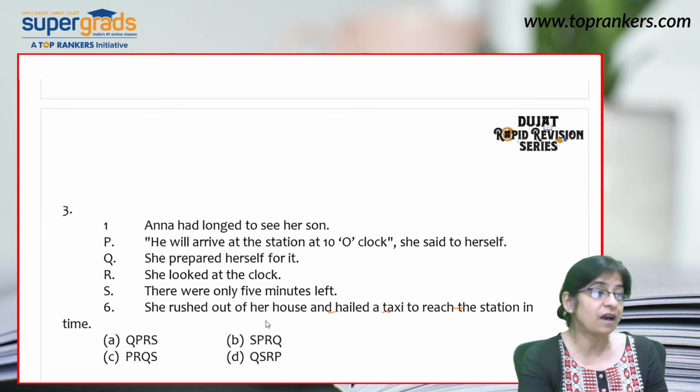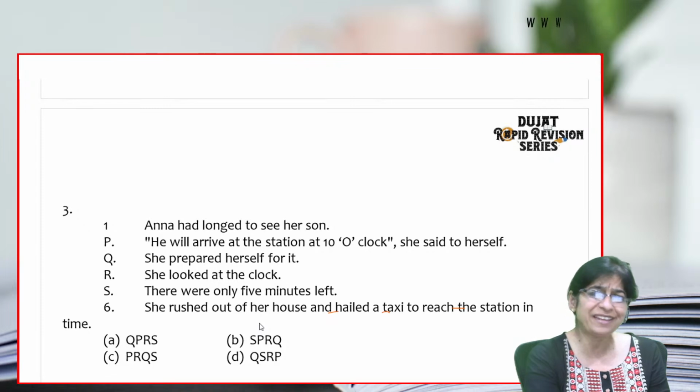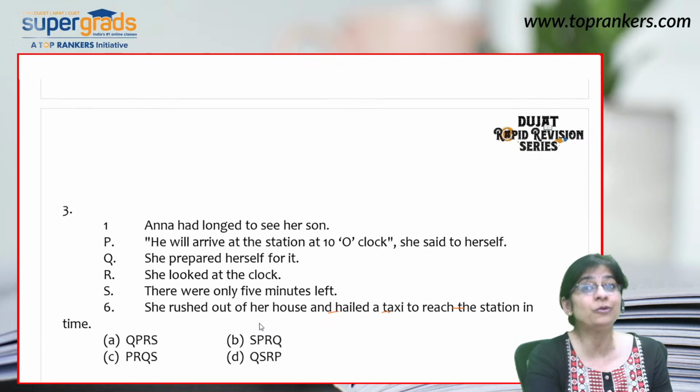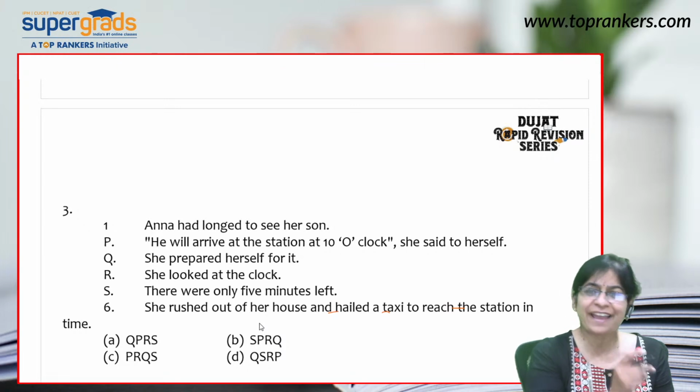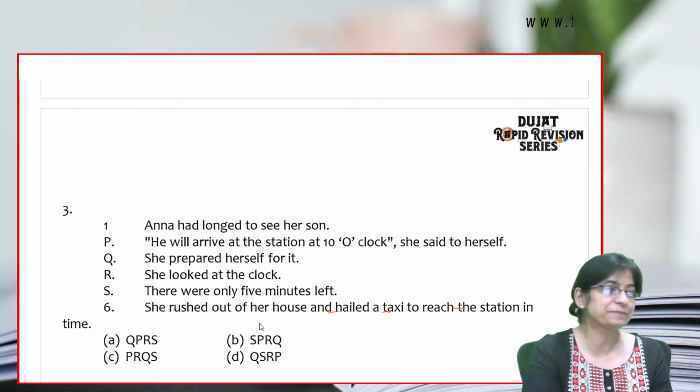And the middle ones are: he will arrive at the station at 10 o'clock, she said to herself. She prepared herself for it. She looked at the clock. There were only 5 minutes left. She rushed out of the house. Well, see, this can be very tricky, but follow the strategy and you will get the answer in no time. Find that one mandatory pair. See what will succeed one, what will precede six, and you will get the answer and it will be right.